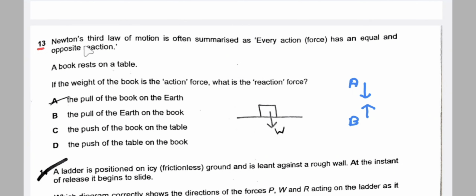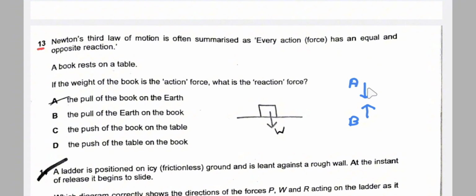Question number 13. Newton's third law of motion is often summarized as every action has an equal and opposite reaction. A book rests on a table. If the weight of the book is the action force, what is the reaction force?